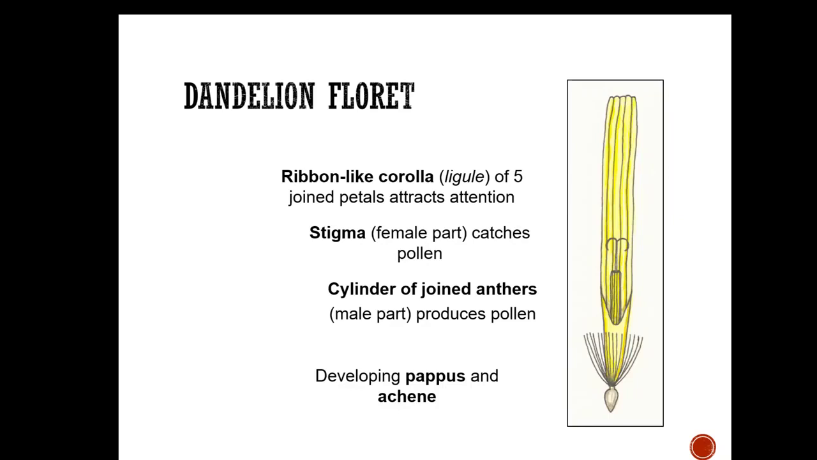Okay, dandelions are only made of ray flowers. So here is a ribbon-like corolla, or ligule. You can see it's got a stigma that catches the pollen, and then the joined anthers produce the pollen, and there's a developing pappus and achene, and an achene is a type of fruit.